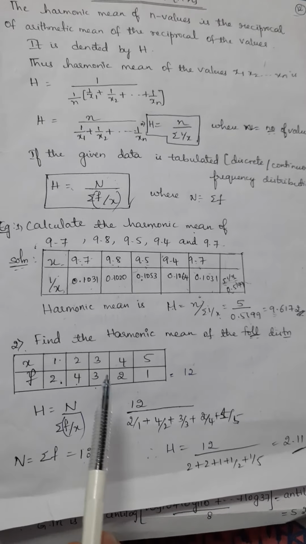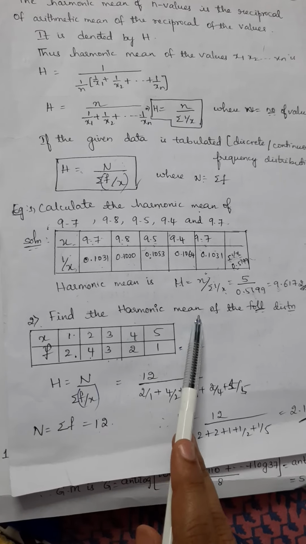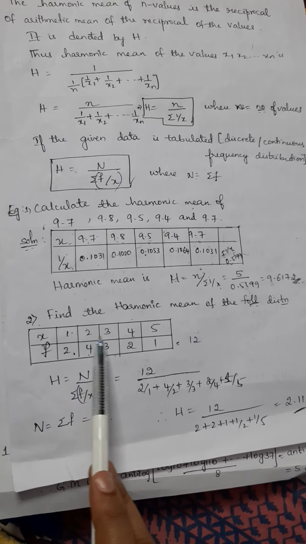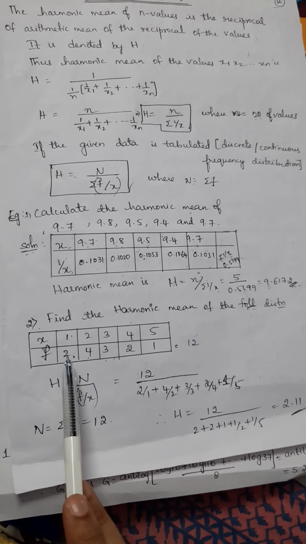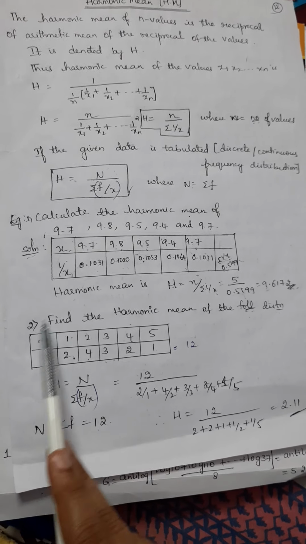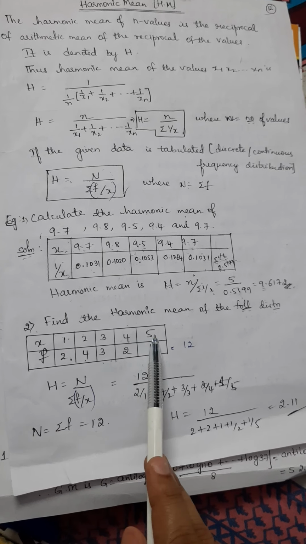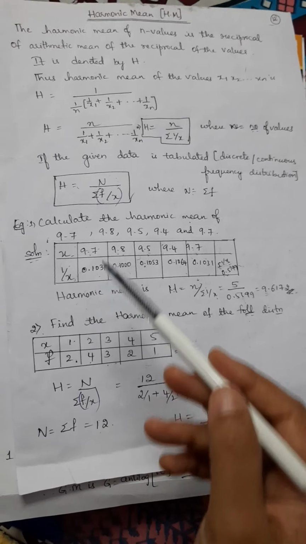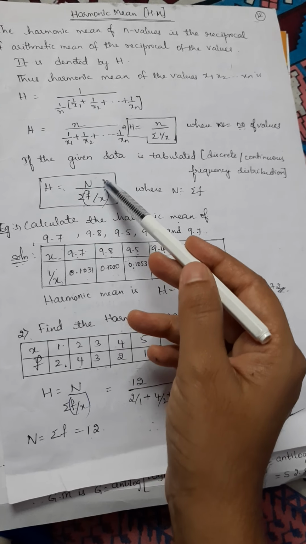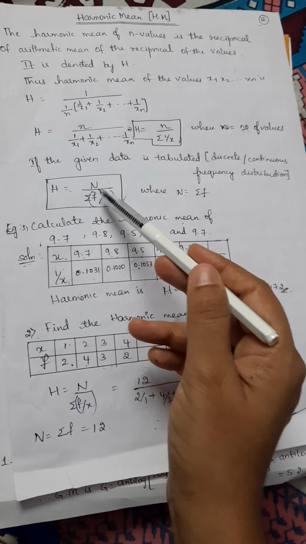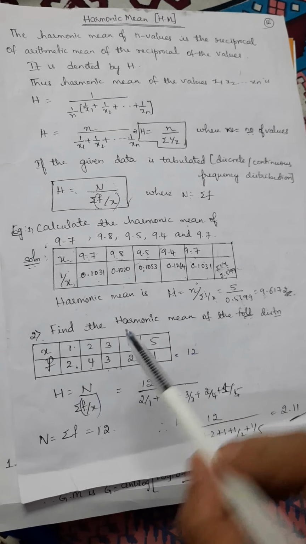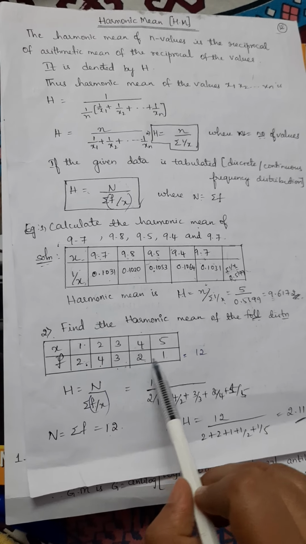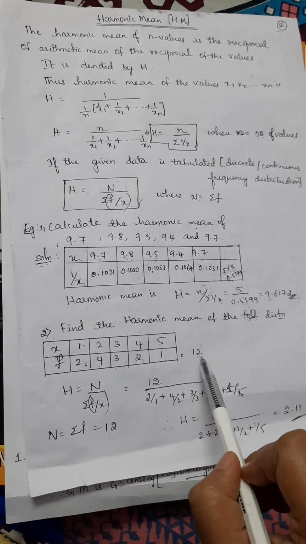Now let us see the second example. Find the harmonic mean of the following distribution. X values are 1, 2, 3, 4, 5 and f values are 2, 4, 3, 2, 1. By looking at this series, these are discrete values along with the frequency distribution. So this is a discrete series, and we need to use this formula: H is equal to N divided by summation of f by x. N is summation of f values. I should add all these values: 2 plus 4 plus 3 plus 2 plus 1 gives me N, that is 12.